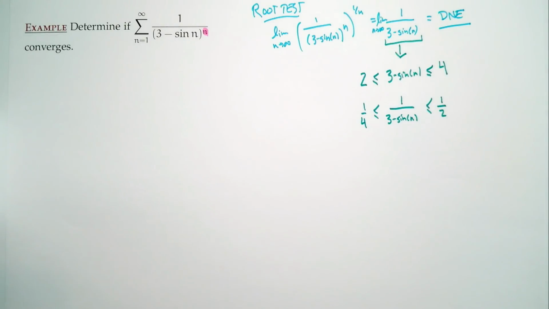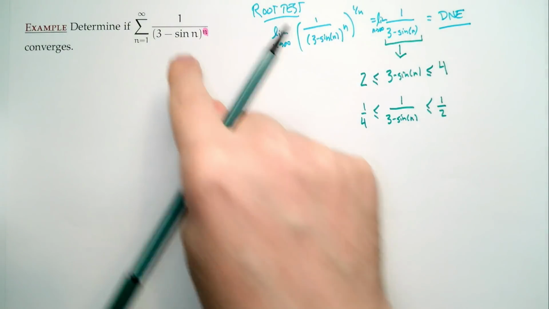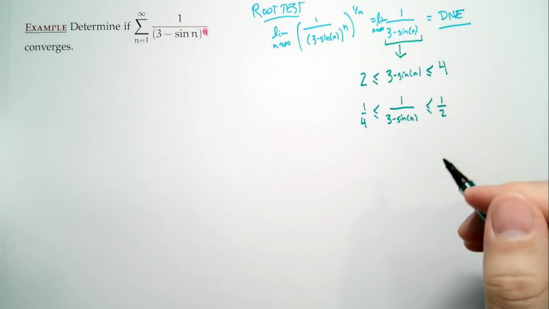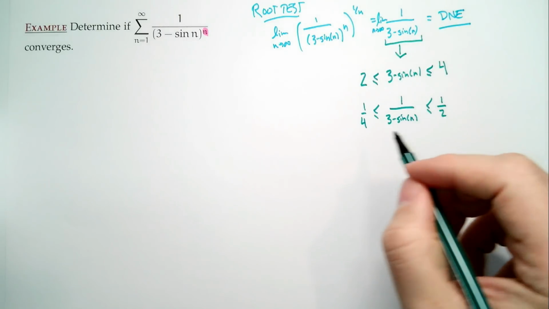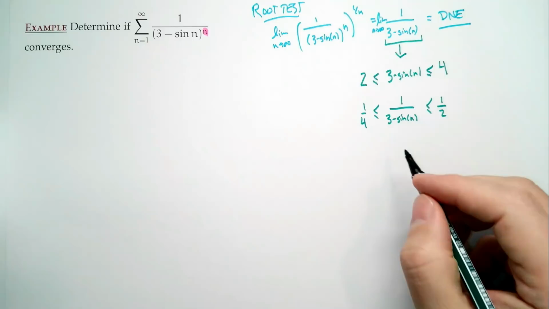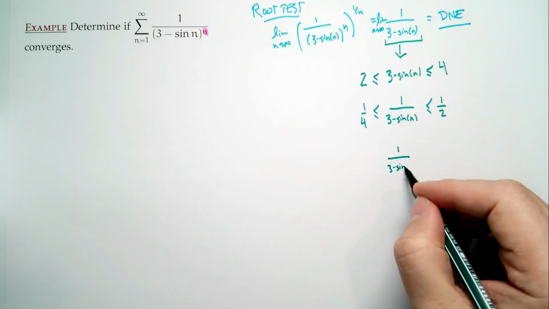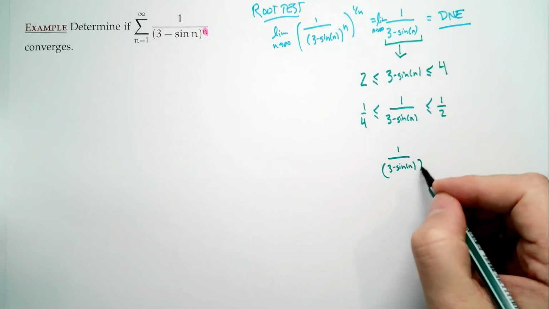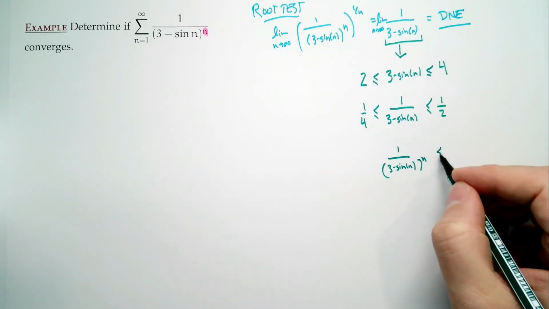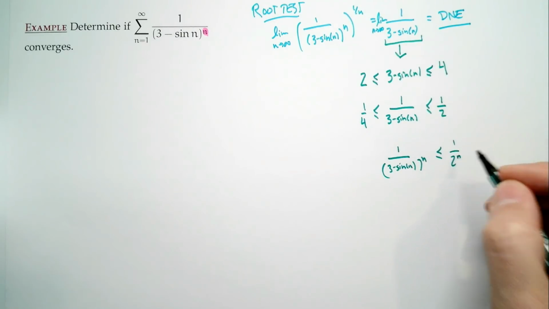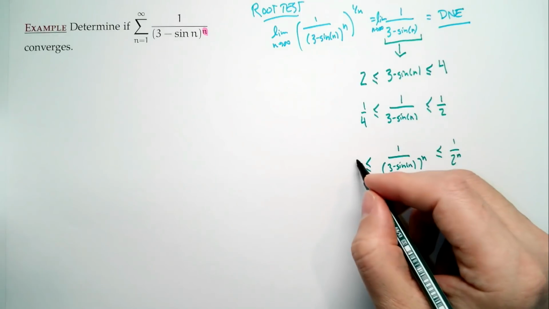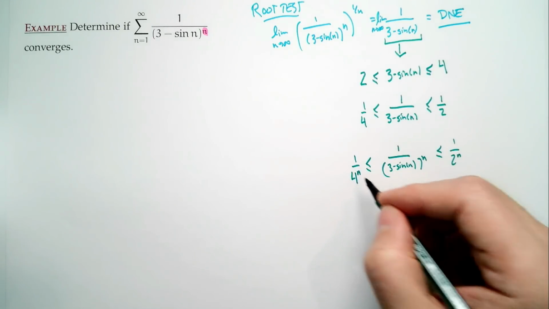All right, so what's the point? Well, see, we're kind of building up to that. We say, all right, well, let's take everything and raise it to the nth power. So (1 over 3 minus sine of n) to the n is below (1 over 2) to the n, and it's above (1 over 4) to the n.